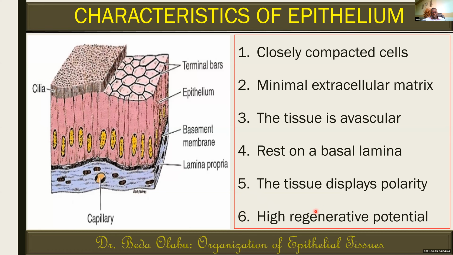Lastly, epithelial tissues have a high regenerative potential. And them having a high regenerative potential means that they're actively mitotic, which means that they divide a lot. Right. So those are the general characteristics of epithelial tissues.